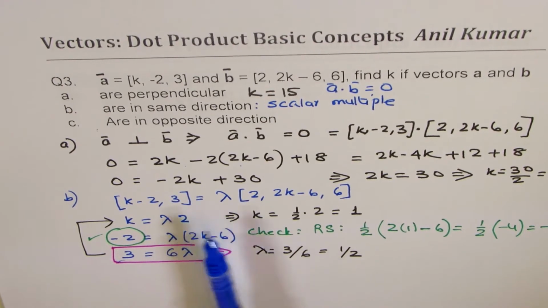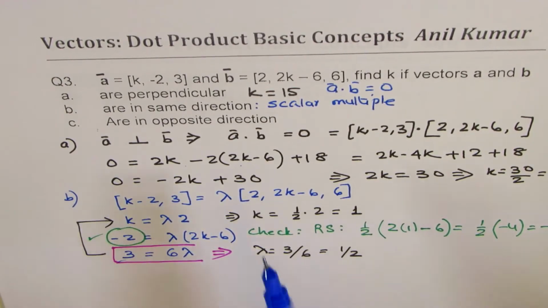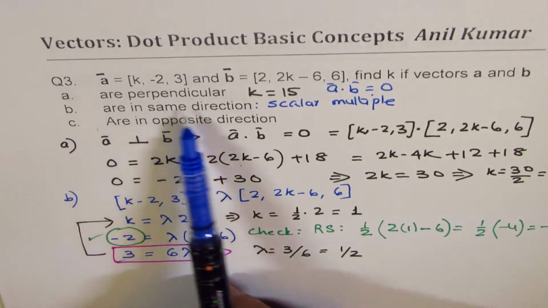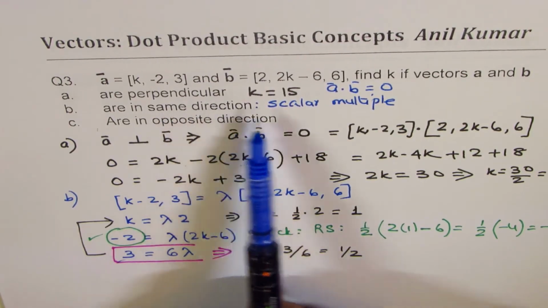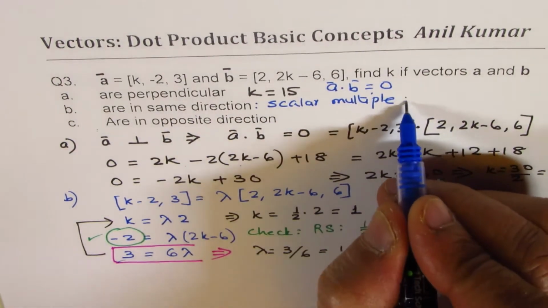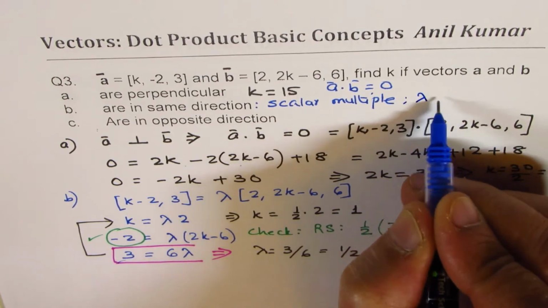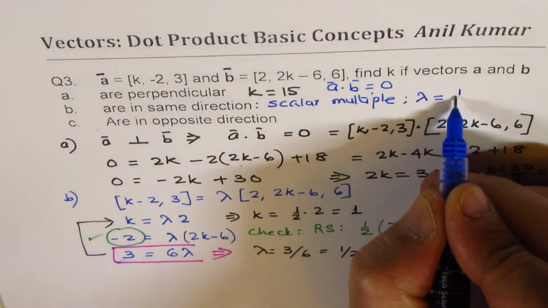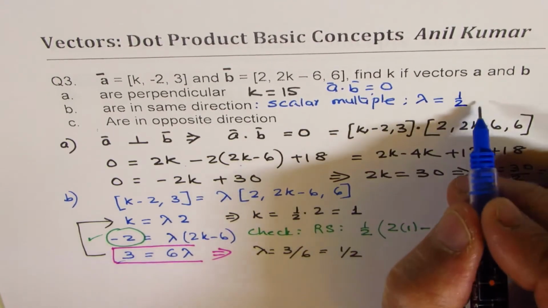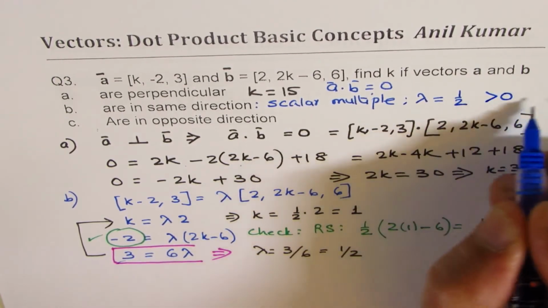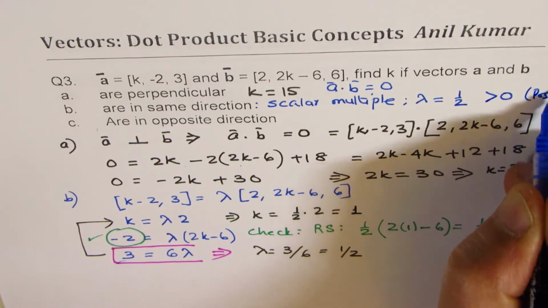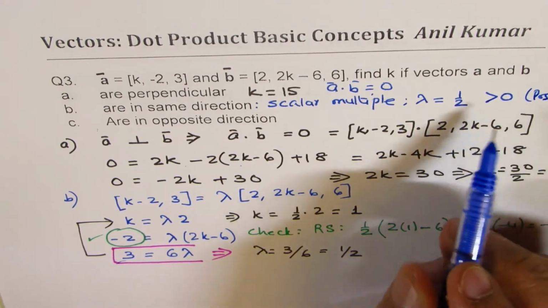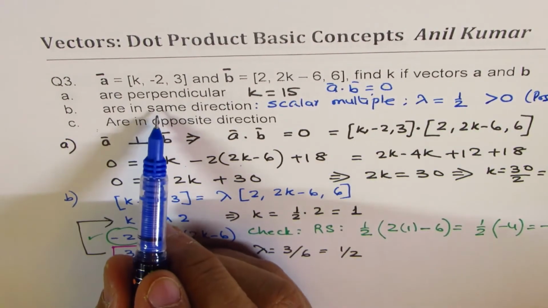Correct? So in this particular case, part B, we found that for same direction, scalar multiple, our multiplier lambda is equal to half, which is greater than 0, right? Positive. Since it is positive, it is in the same direction.